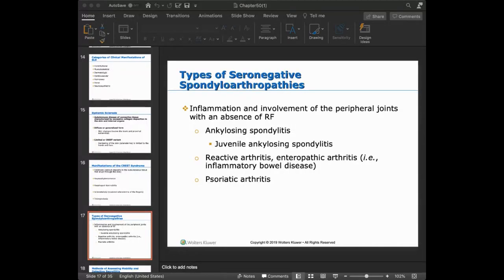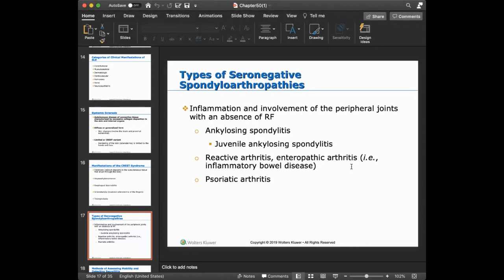So patients with inflammatory bowel disease can also have problems with their joints. Or patients who have psoriasis, typically when we think about psoriasis, we think about the skin, but it can also lead to joint pain, which is called psoriatic arthritis. And so we treat that with autoimmune or immune modulating medications that will decrease the immune response.